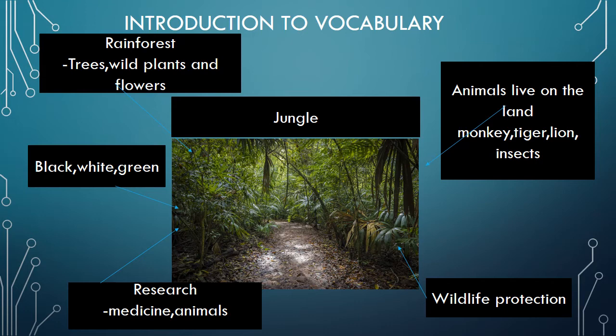Next, we look at jungle. Jungle is black, white, and green. Animals that live on the land live in the jungle, such as monkey, tiger, lion, and insects. Jungle is a rainforest for many types of trees, wild plants, and flowers. Jungle is also used for research, such as for medicine and also animals.